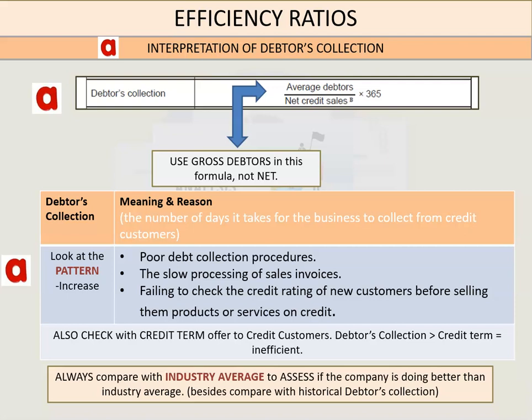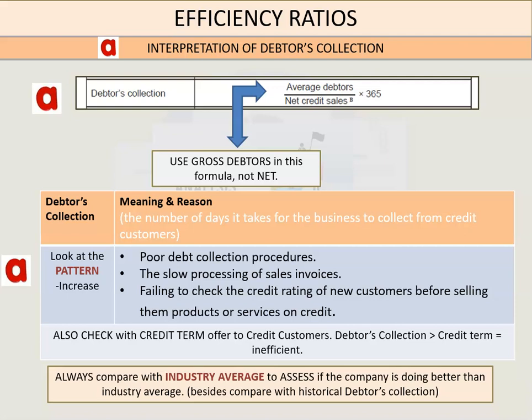So average debtors, you must use the gross debtors, not the net amount. So do not minus these amounts with allowance for doubtful debt. So it will be the beginning amount plus the ending amount divided by 2. Okay, and then you divide it by net credit sales. Net credit sales would be equals to sales minus sales returns minus discount allowed. Yeah, times it with 365 because it is in a number of days.